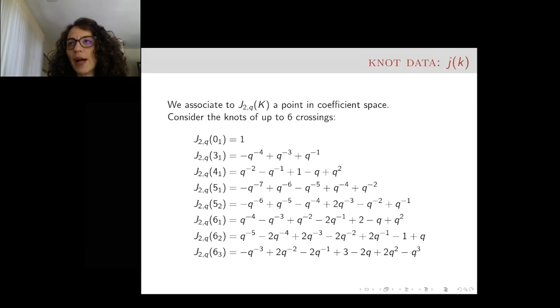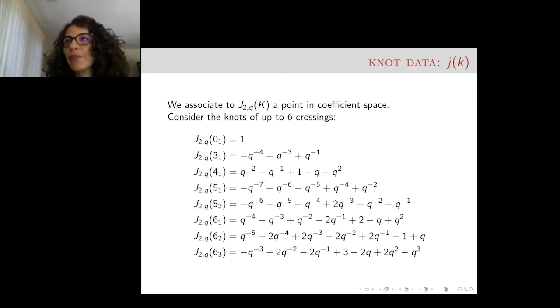Okay, so I'm going to focus on knot data that's based on the Jones polynomial. To illustrate how we do it, I'm going to look at Jones polynomials for knots up to six crossings, and they're shown here on the screen. The idea is that a Jones polynomial is a Laurent polynomial. As you can see here, I'm using the variable q.